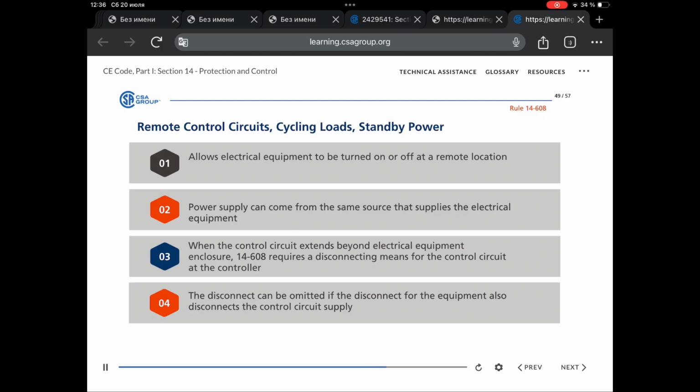This can be accomplished by connecting to the load side of the equipment disconnect. They must have a way to be disconnected, unless the controller also disconnects the control circuit.